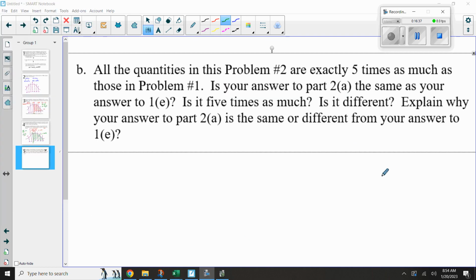Which leads me to the last question, which is a little bit difficult sometimes to write out. But even though the numbers were multiples of 5, what changed was the sample size. So when the sample size gets larger, I have less variability. We've heard that before, larger sample size, less variability.